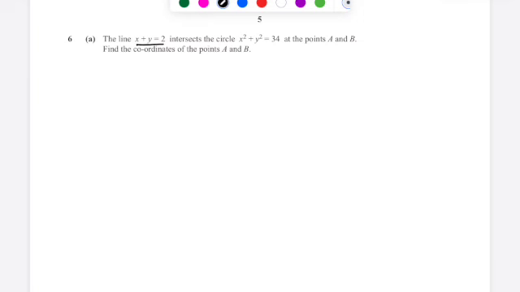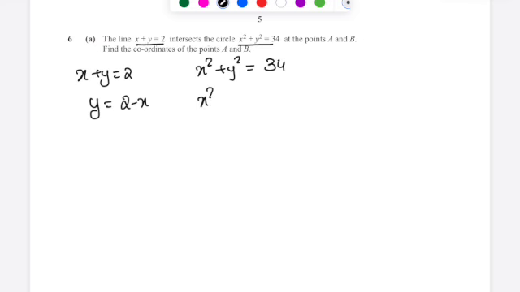Question number 6. x plus y equals 2 intersects this circle at 2 points. So what are the coordinates of A and B? So x plus y equals 2, so y equals 2 minus x. So x square plus y square equals 34. So x square plus (2 minus x) whole square equals 34.